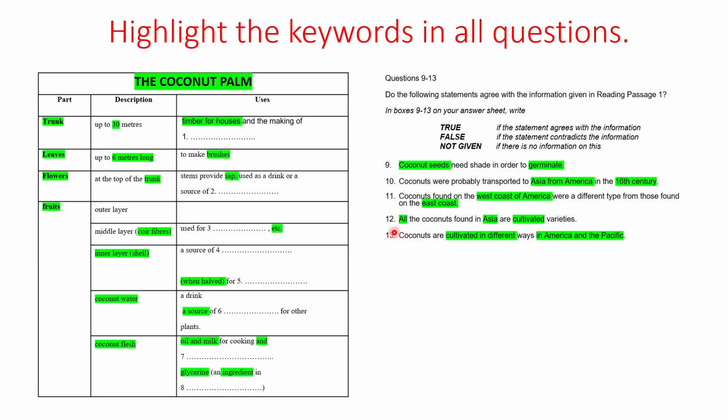Here in the 12th question, look at this keyword, all. You might be wondering why all is a very important keyword. It looks the same and doesn't stand out in any line. But true, false, not given questions are the questions where we have to find specific information. So if they're talking about some of the coconuts found in Asia being cultivated varieties, then this question is false. So we always have to point out this information.